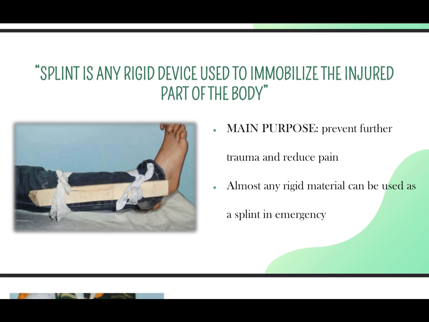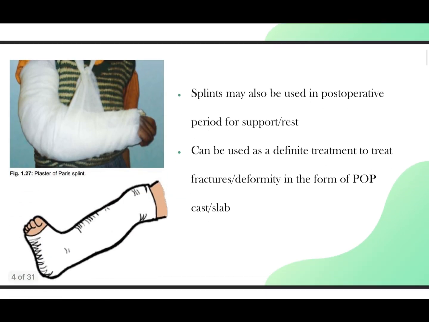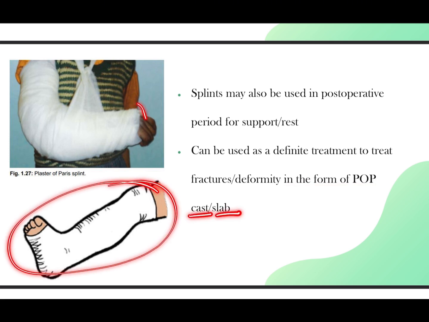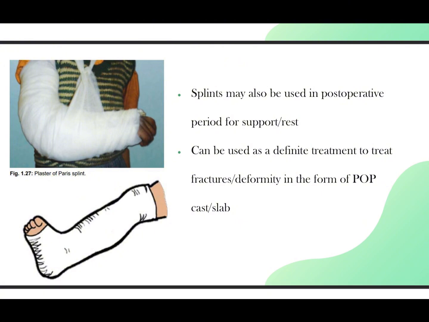The main purpose of using a splint is to prevent further trauma to the affected part and to reduce pain. Any rigid material like this wooden plank can be used as a splint in emergency conditions. A splint may also be used in the post-operative period for rest and support. We can use a knee brace in cases of ACL injury after the surgery. It can also be used as a definitive treatment to treat fractures or deformity in the form of a POP cast or slab. So this is a plaster of Paris cast we can see in these pictures.